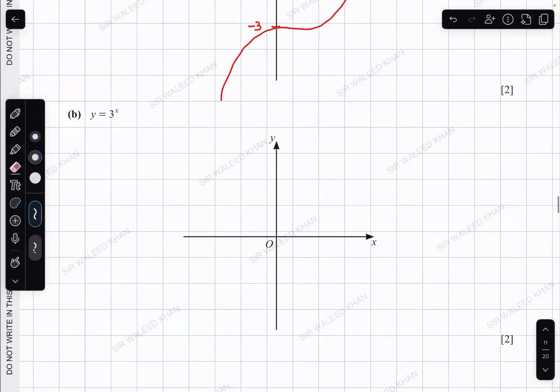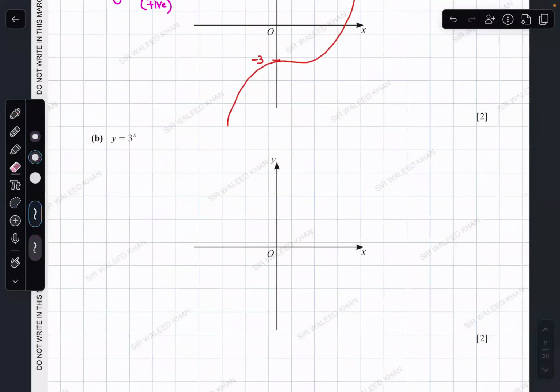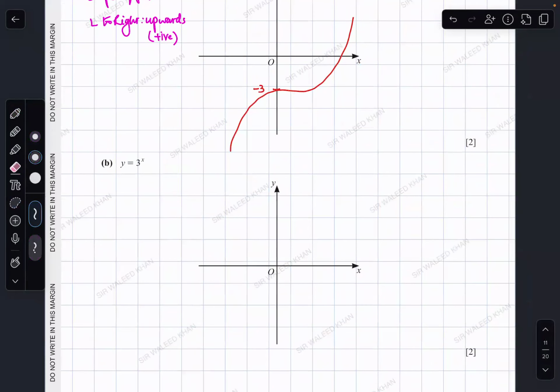And what about this one? They're saying y is equal to 3 power x. Anything power x graph would be something like this.